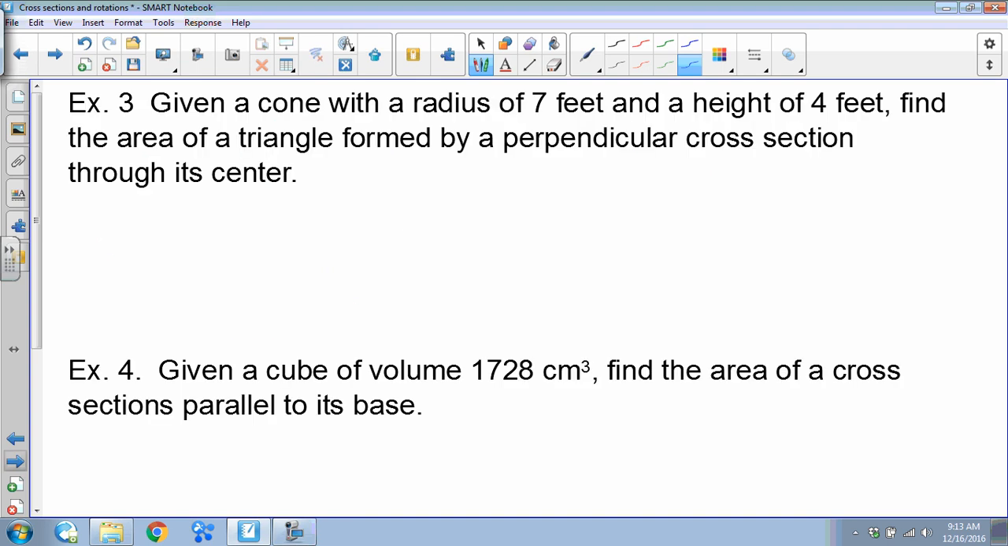Given a cone. So I'm going to draw a cone with a radius of 7 feet, so this is 7, and a height of 4 feet, so that's 4. Find the area of the triangle formed by a perpendicular cross-section through its center. So if I was slicing it parallel, that cross-section would be what? A circle. But I'm slicing it perpendicular, so that cross-section is what? A triangle, and it looks like this.